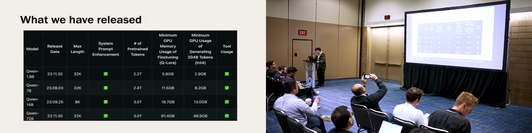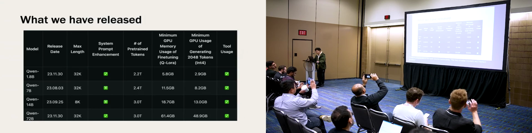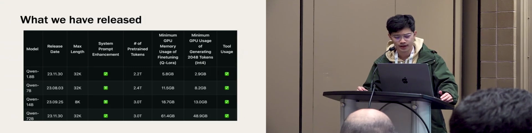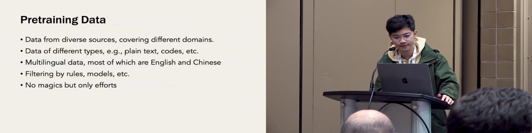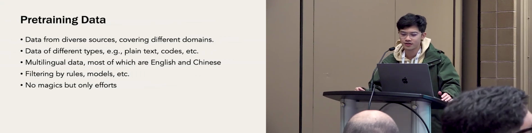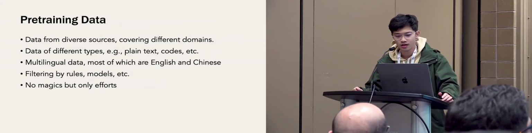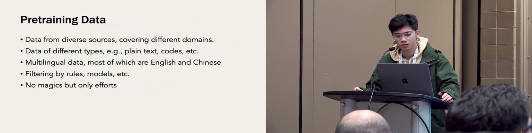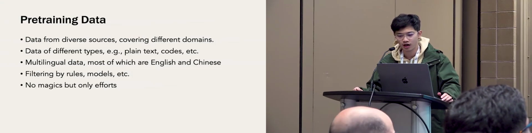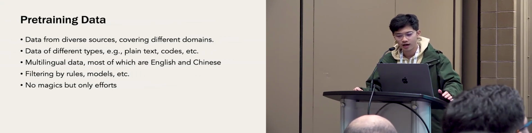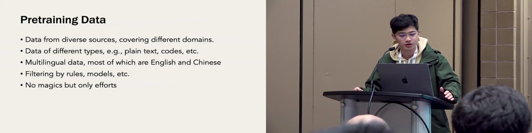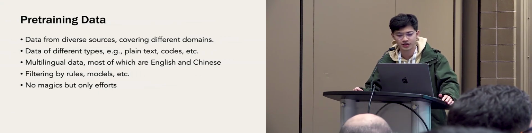The 2 smaller models are trained on about 2.4 trillion tokens, and the 14 and 72 billion models are trained on over 3 trillion tokens. They are all equipped with tool-using and system-prompt abilities and support long context up to 32,000 tokens. The progress mainly comes from the pre-training data. As our objective is to model human knowledge, we have to collect diverse data sources covering different domains as much as possible. We also upsample valuable resources such as books and Wikipedia for high-quality pre-training.